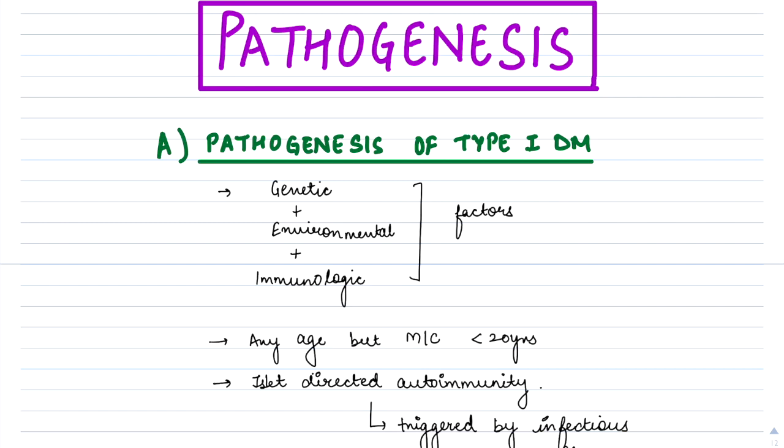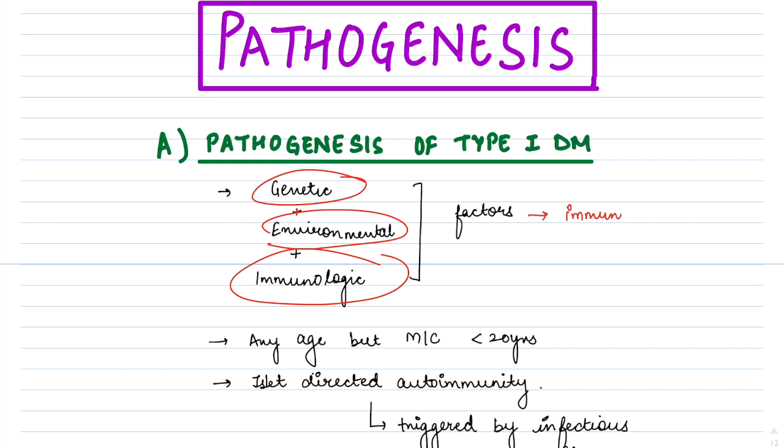In this part, we'll be discussing the pathogenesis of diabetes. So first, starting with the pathogenesis of type 1 diabetes. It is an interplay of genetic, environmental and immunologic factors which lead to an immune mediated destruction of beta cells. This destruction leads to an insulin deficiency.